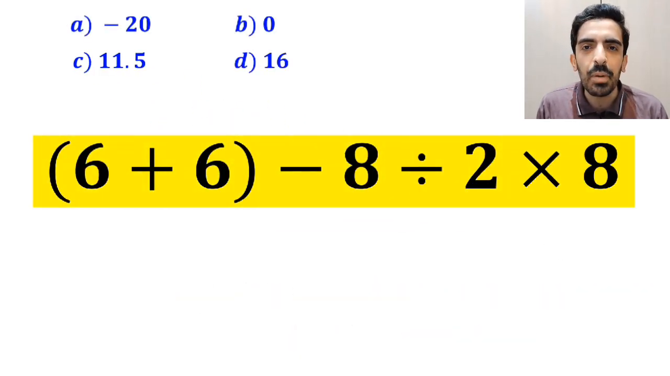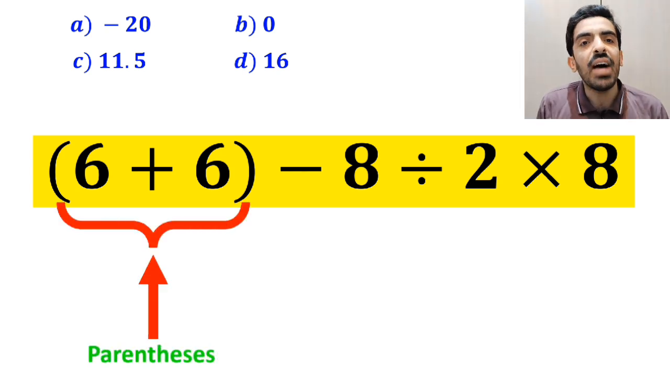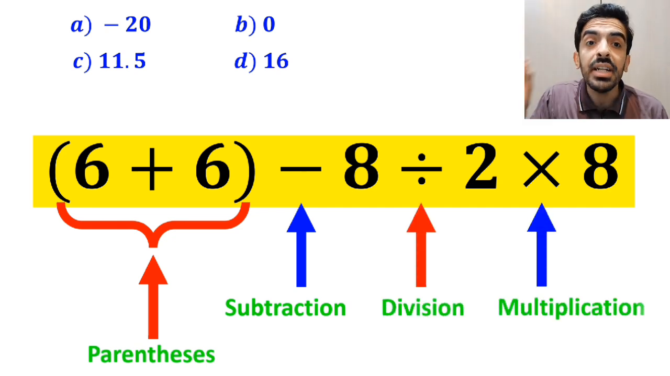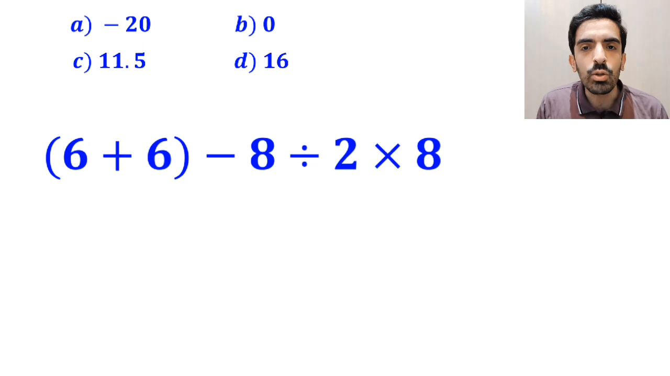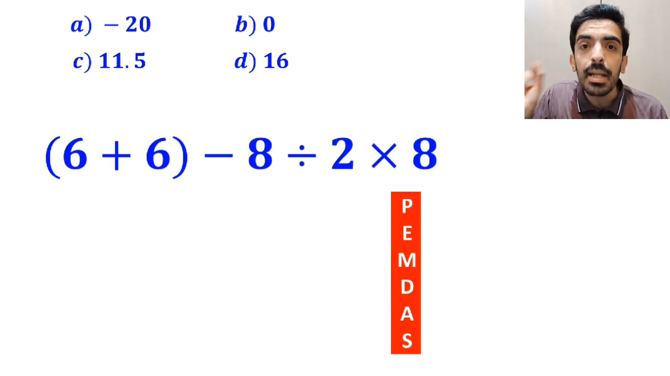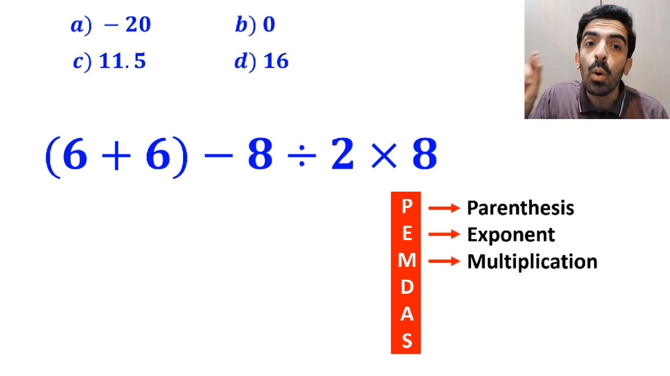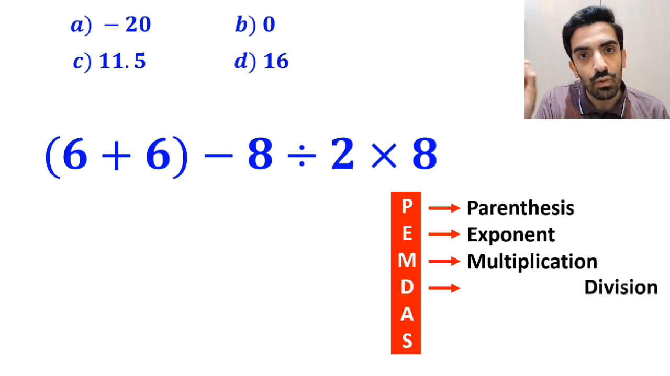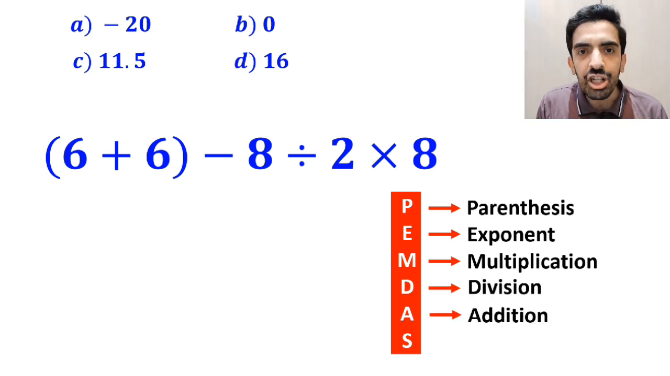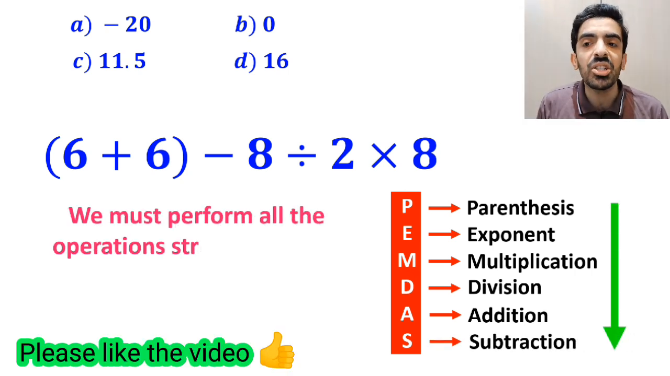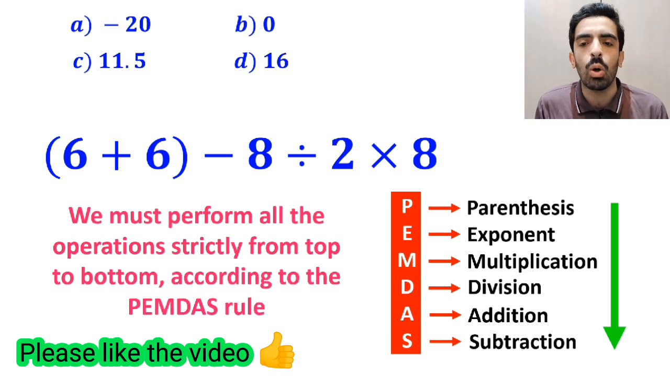Now let's solve this question step by step correctly. As you can see on the screen, in this expression, first we have a parenthesis, then a subtraction sign, followed by a division, and finally a multiplication. To solve this question, we need to follow the PEMDAS rule step by step. In this rule, P stands for parenthesis, E stands for exponent, M stands for multiplication, D stands for division, A stands for addition, and S stands for subtraction. We must perform all the operations strictly from top to bottom according to the PEMDAS rule.